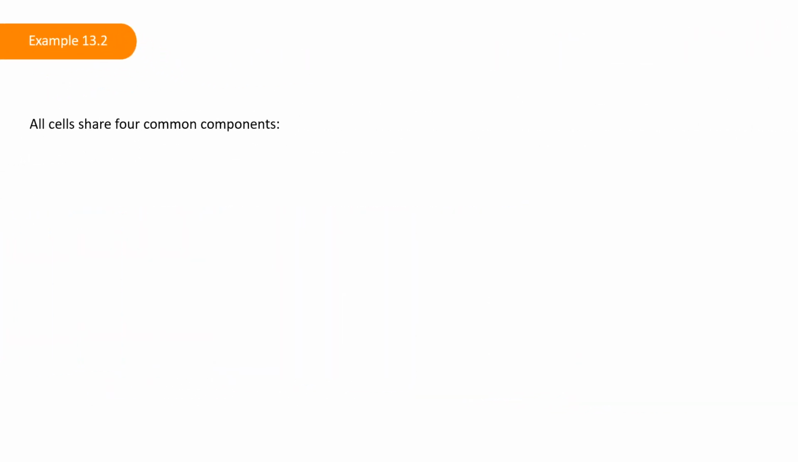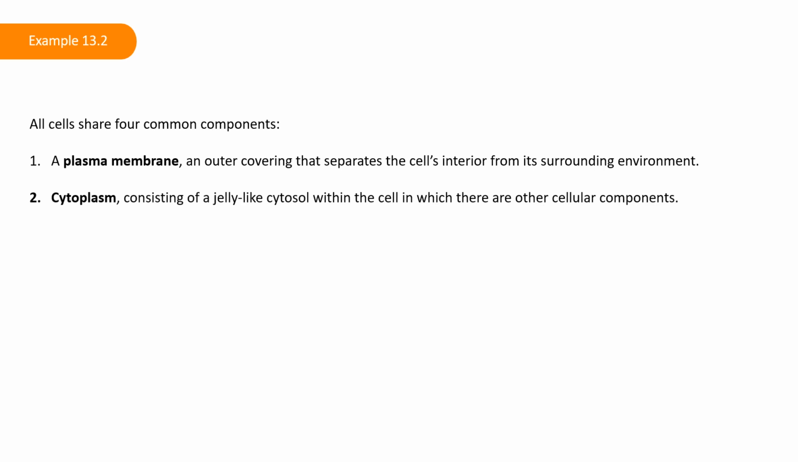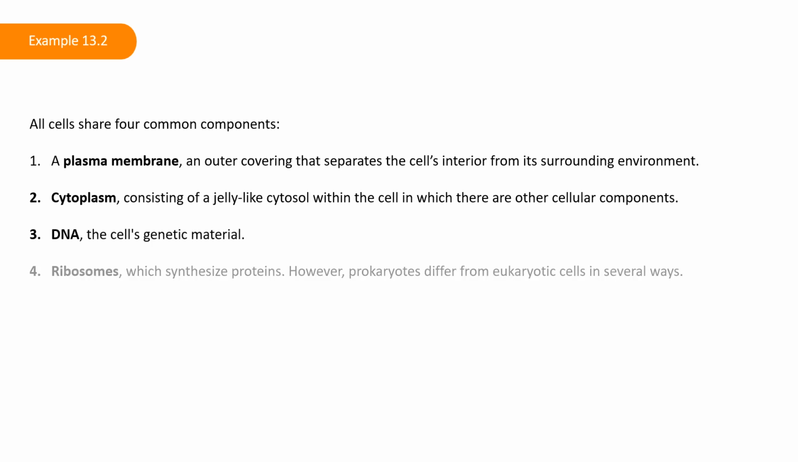All cells share four common components. 1. A plasma membrane, an outer covering that separates the cell's interior from its surrounding environment. 2. Cytoplasm, consisting of a jelly-like cytosol within the cell in which there are other cellular components. 3. DNA, the cell's genetic material, and 4. Ribosomes, which synthesize proteins. However, prokaryotes differ from eukaryotic cells in several ways.